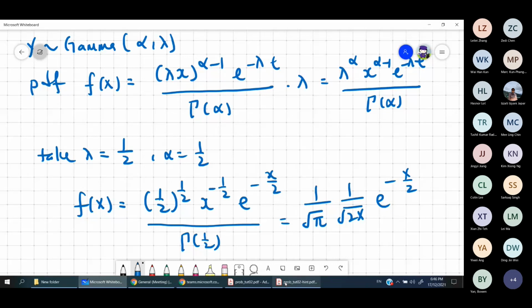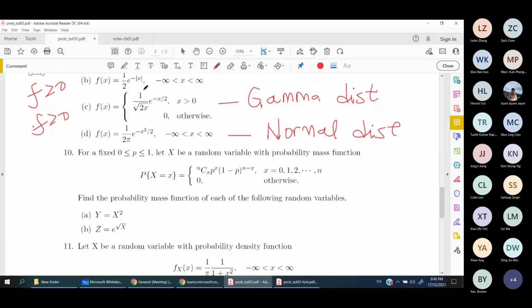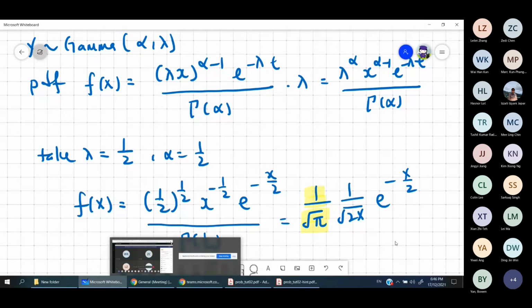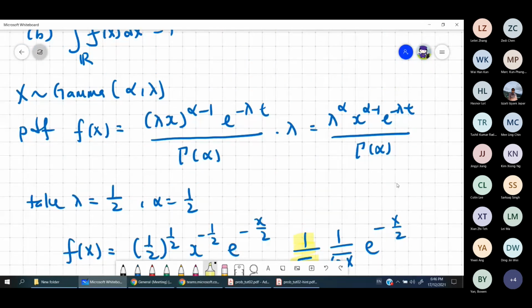So if you compare with the question, I think it's clear, right? The pi is missing. You can make the comparison. So the pi is missing here, and that's why in question C, this function is not a PDF. So I think this is clear.